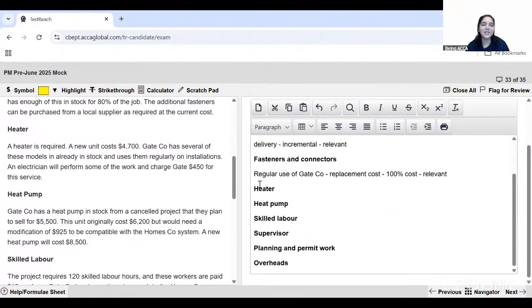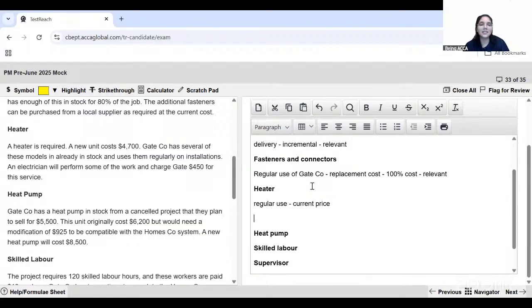Next item was about a heater. So the heater was something which we already have in stock, and again we are using it in day-to-day use. So if it was in regular use, we take the current price or the replacement cost, it's actually the same. So this is what we are going to be using.